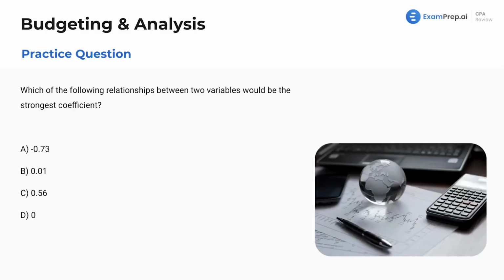Which of the following relationships between two variables would be the strongest coefficient? This is something you're just like, what the heck is this? What's going on? Let me explain. Now, we have our coefficient of correlation, and basically they go from -1 to 1. These are relationships. This is a spectrum right here. It ends at 1, ends at -1. And we'll put 0 right here in the middle. Awesome.